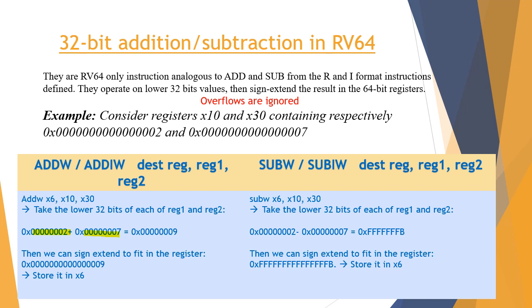8 digits long in hexadecimal, and it will give us the value of 9. And since the sign is positive, it will be extended to this value and it will be stored in register 6. Similar when it comes to subtraction, we will take the same format, the same values. However, here the output, since we're doing 2 minus 7, the output will be minus 5, and this will give us this output. It will be sign extended to fit into the register, and since it is negative, we will sign extend by adding Fs, and we will store it in the register 6.